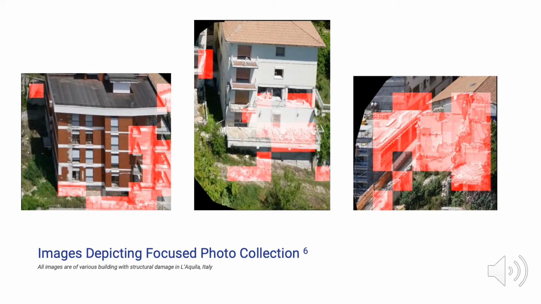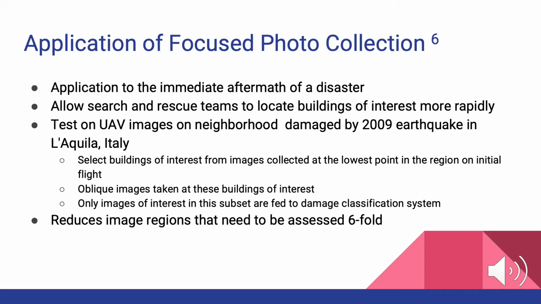One example of using this focused photo collection took place in L'Aquila, Italy, and you can see in these images how drones significantly narrowed down the places that needed focused attention. So as the previous slide displayed, this project was done in L'Aquila, Italy, and it had very spectacular results. We found that it was able to reduce the images that needed to be looked at by almost sixfold, saving a huge amount of time. And when you're in a disaster-related scenario, saving time is critical.